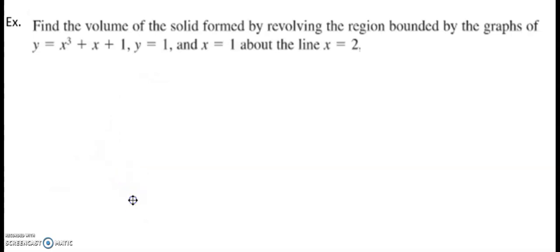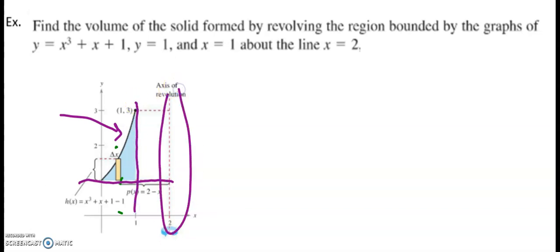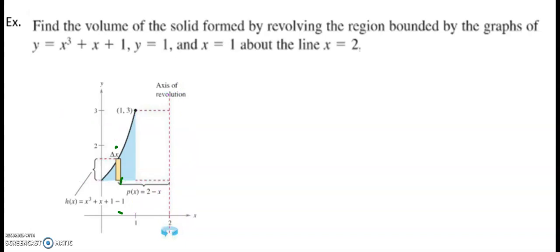Let me pull that graph up. Okay, so here's what that graph looks like. Now, here is the curve x cubed plus x plus 1. Here is the line y equals 1. Here's the line x equals 1. And here's my axis of revolution, as you can see. So we can imagine spinning this blue region about this axis of revolution, the line x equals 2.